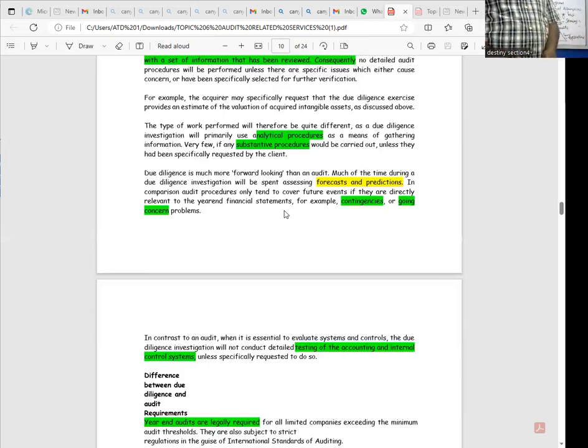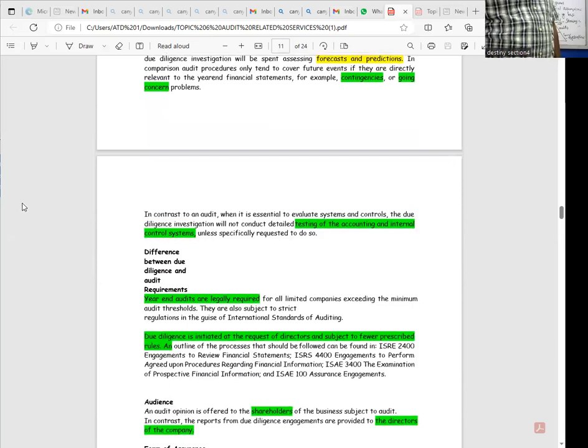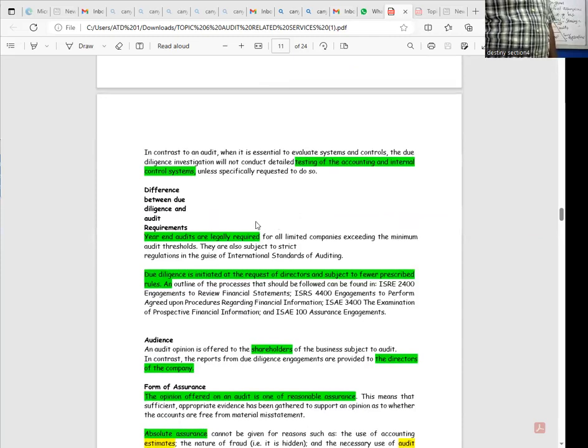In comparison, audit procedures only tend to cover future events if they are directly relevant to the year-end financial statements, for example, contingency or going concern problems. In contrast to an audit, when it is essential to evaluate systems and controls, the due diligence investigation will not conduct detailed testing of the accounting and internal control system unless specifically requested to do so. So, differences between due diligence and audit.